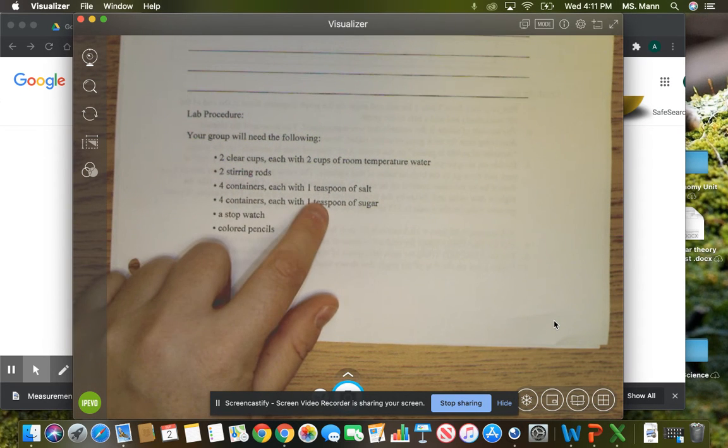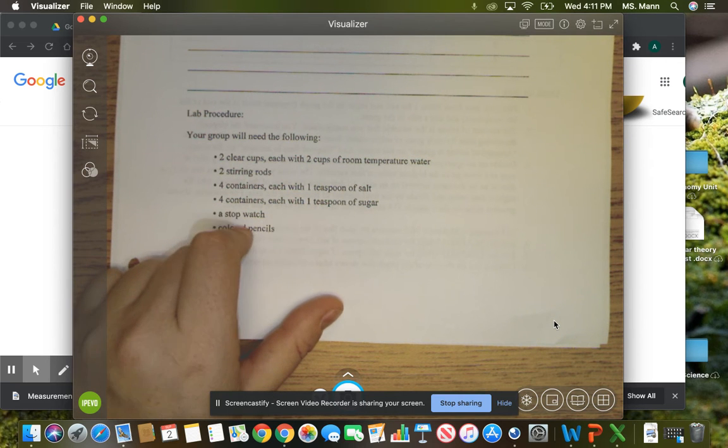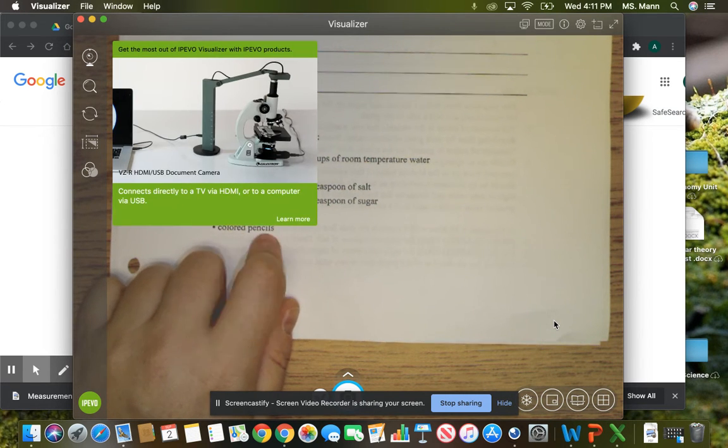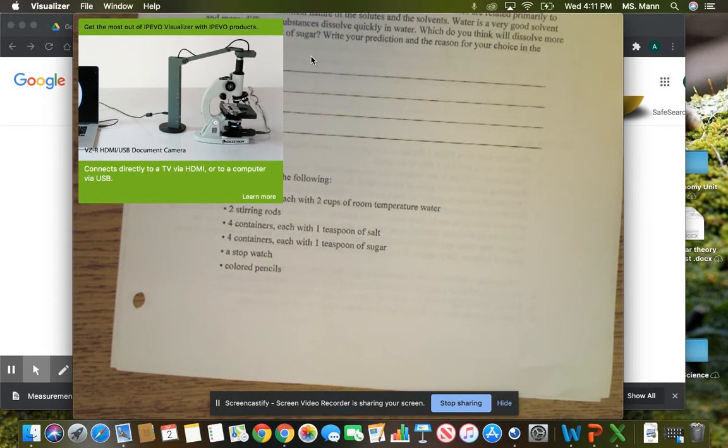And same thing goes for sugar. So you need 8 total containers. 4 containers with salt, 4 containers with sugar. And you're going to need a stopwatch. You can use your cell phone, you can use your parents' cell phone, or you can use a regular stopwatch. And then colored pencil. Colored pencil is going to be for the graph.